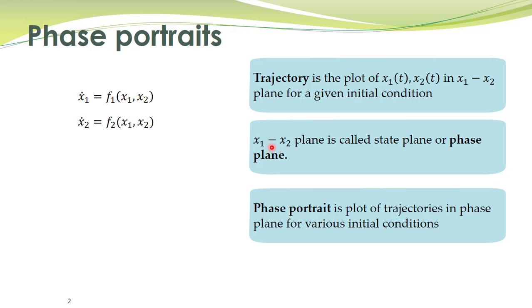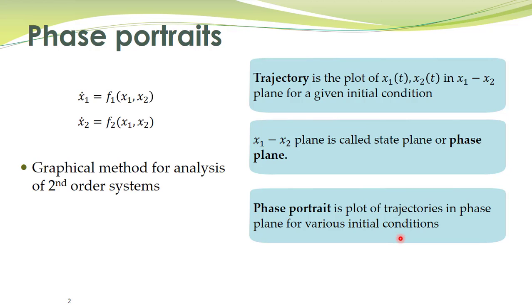Here x1 is on the horizontal axis and x2 on the vertical axis. This plane is called the phase plane. And the plot of system trajectories for different initial conditions in the phase plane is called a phase portrait. A phase portrait is basically a graphical technique to analyze the behavior of a second order nonlinear system. It describes the qualitative behavior.